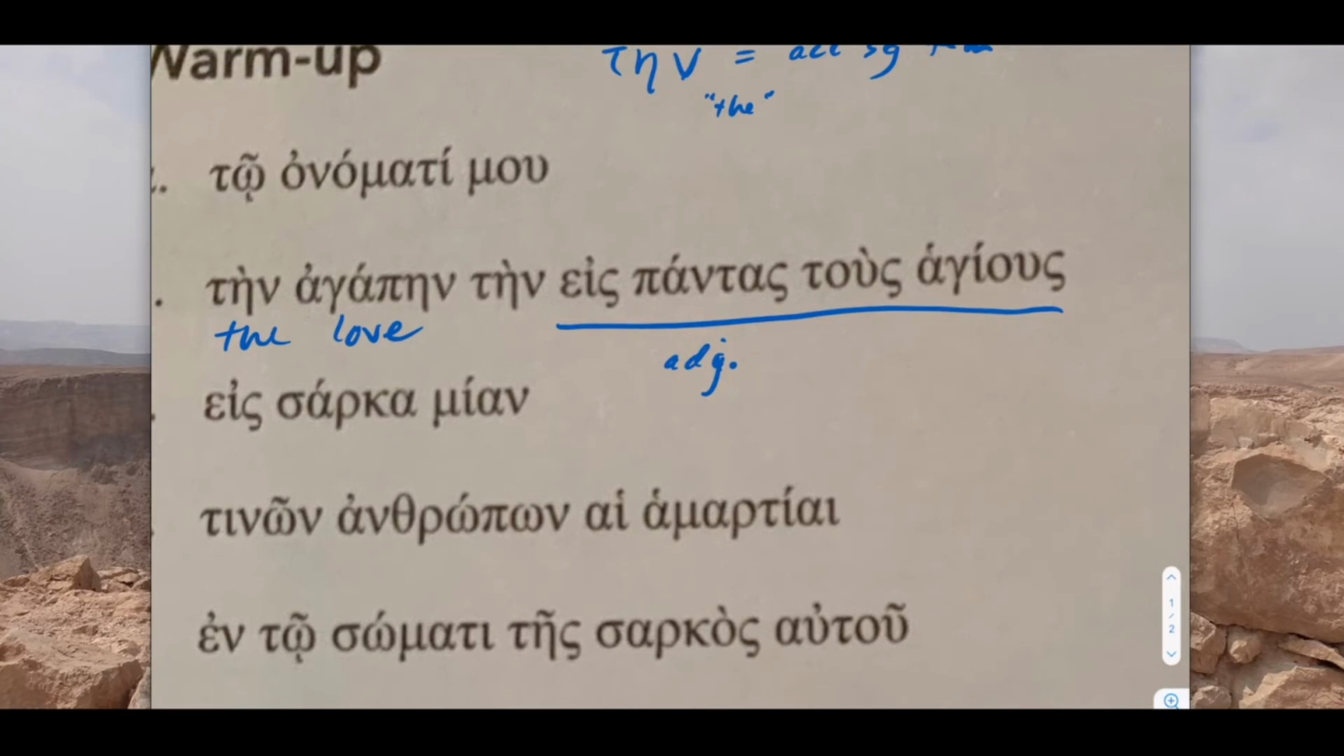So when it's an adjectival phrase, to be specific, it's a prepositional phrase functioning adjectivally as a whole. And we know it's a prepositional phrase because we see eis plus something. If you remember the word eis, it's a preposition that takes an accusative, and it can mean to or toward or unto. It has some flexibility there. So eis plus an accusative. Well, what comes after that? Pantas tous hagious.